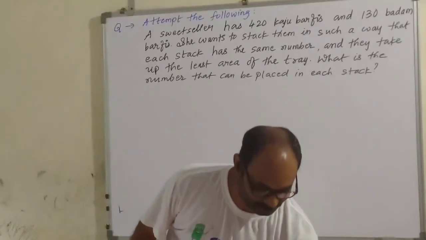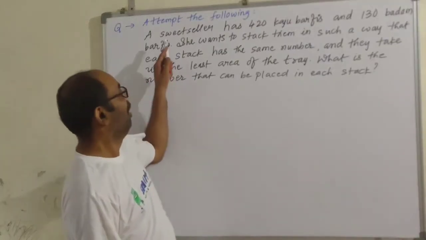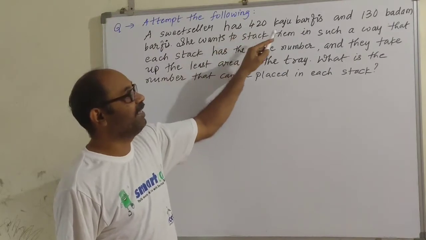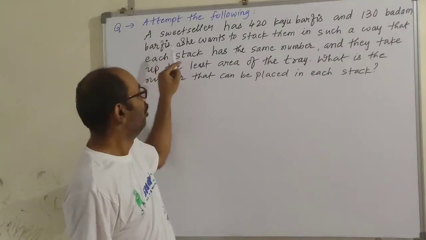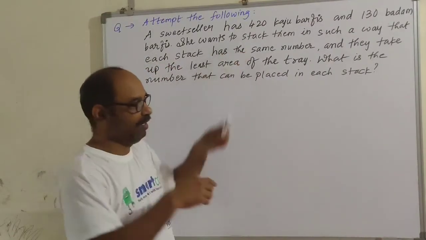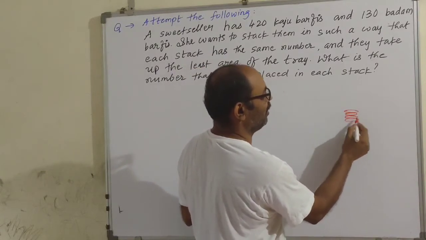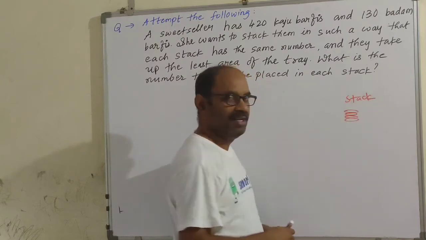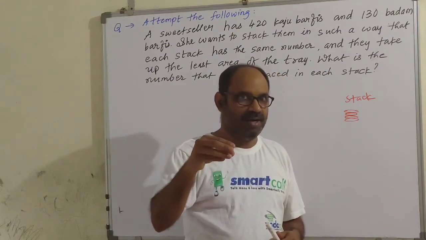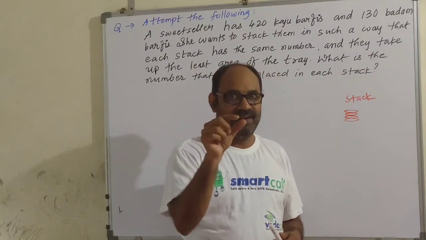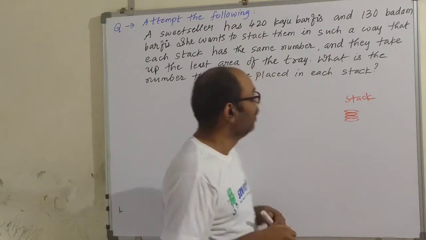Let's see the application of that. A sweet seller has 420 Kaju burfis and 130 Badam burfis. She wants to stack them. What is stacking? Making a pile like this. That is called a stack. You know the burfis, what shape they are. It may be cuboidal, cubical, or cylindrical. So placing burfi one over the other, that is stacking.